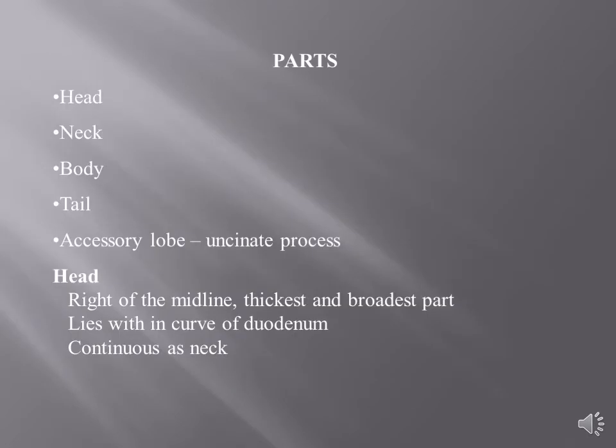There are 4 parts and 1 process of pancreas. From right to left we have head, neck, body, tail and a process which is known as uncinate process, which arises from the head of pancreas. So coming to the head, first of all we will describe head. It lies to the right of the midline and it is the thickest and broadest part of pancreas. It occupies the curve of duodenum and it continues as the neck of pancreas.